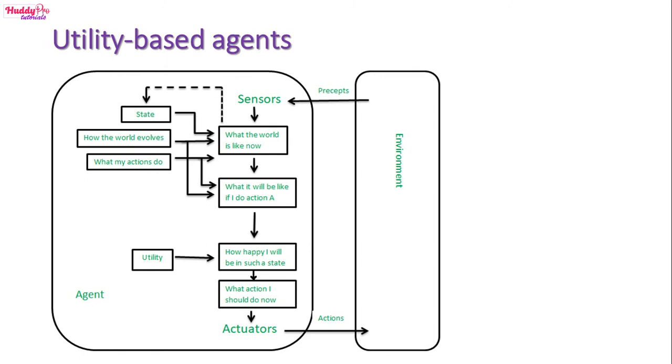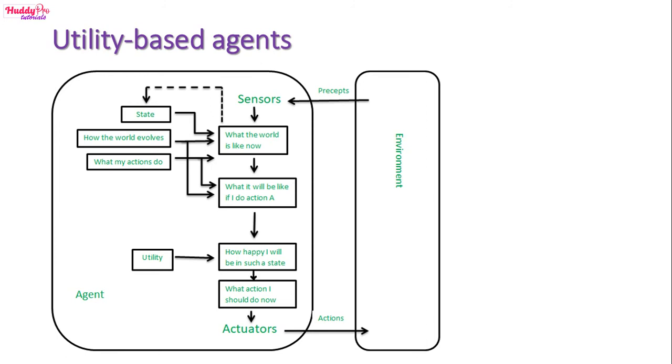In other words, they take note of the agent's happiness. So agent happiness should be taken into consideration, and that's what the utility-based agents do. They describe how happy the agent is, not just reaching the goal, but how quicker, how safer, how cheaper the trip to reach the destination is.